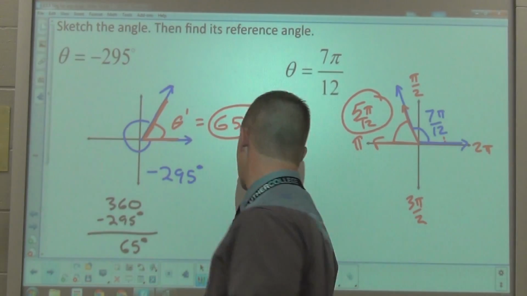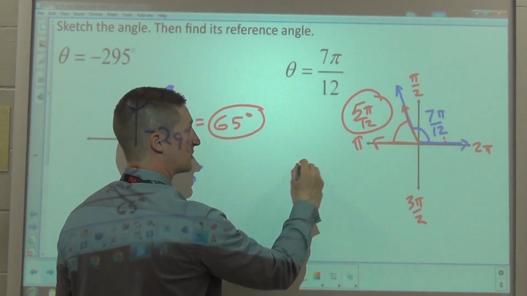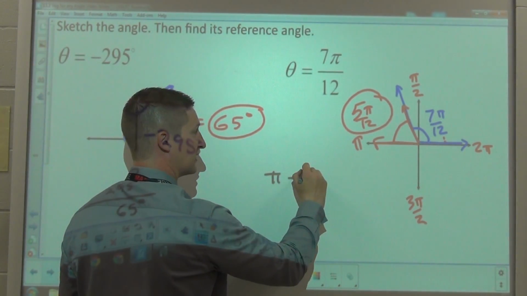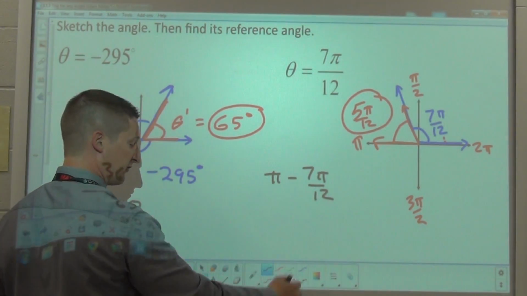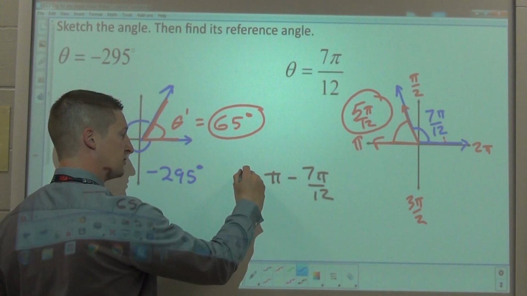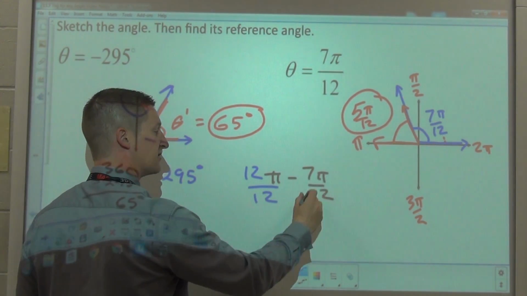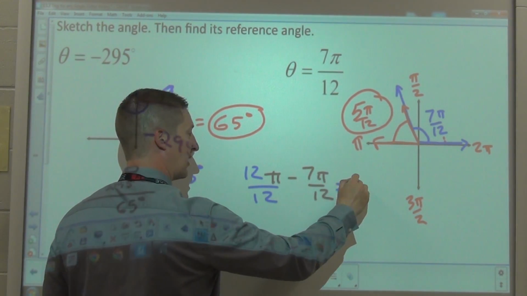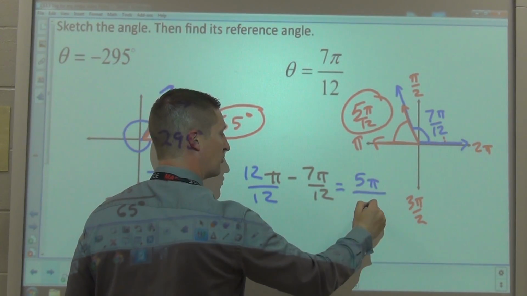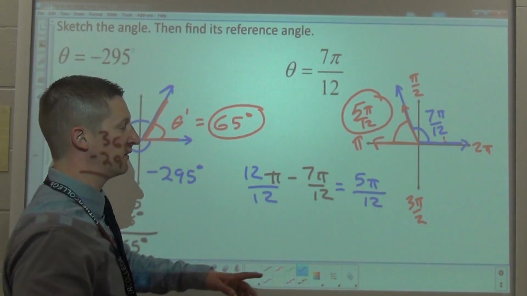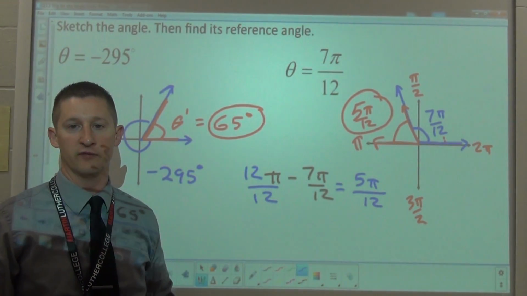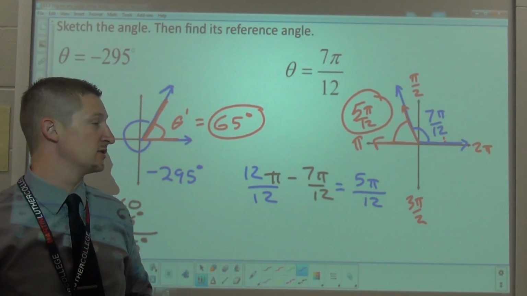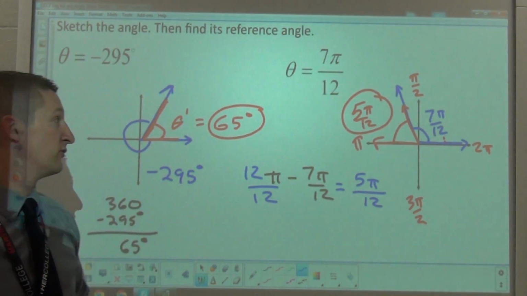Now, if that doesn't work to do that in your head, you could always do a little bit of subtraction. We're going to take pi minus 7/12 of pi. And now, because I'm subtracting a fraction, I need common denominators. Well, this would be the same as 12/12 of pi minus 7/12 of pi. 12 pi minus 7 pi is 5 pi over a common denominator of 12. So again, you could probably figure that in your head potentially, and if not, just write it out and solve that particular fraction subtraction problem. And that'll do for reference angles.